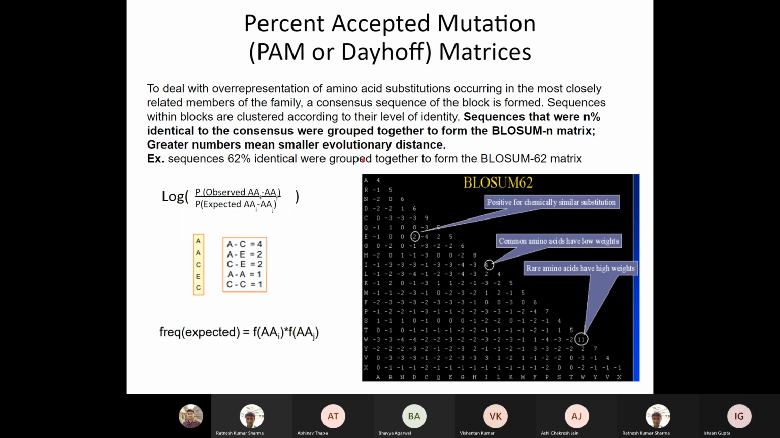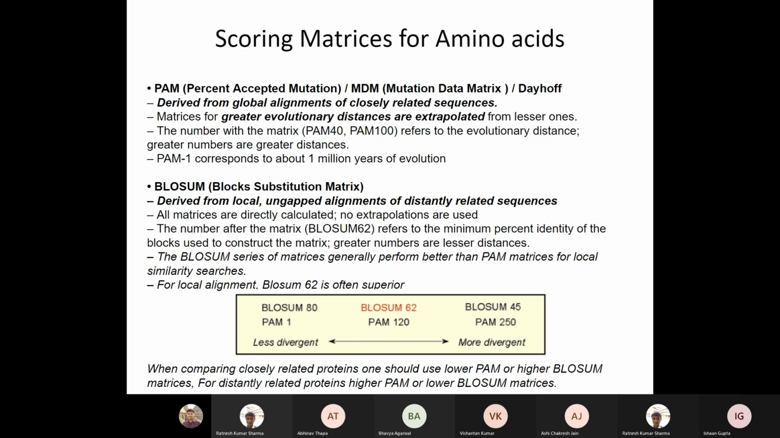Yes, Ratnesh. Sir, what's the difference between identity and similarity?